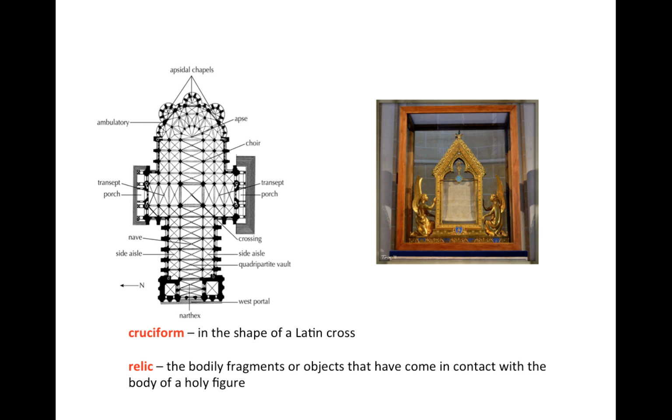So we're going to stop there. And again, this was just a concise review of examples and key ideas of Romanesque and then Gothic architecture.